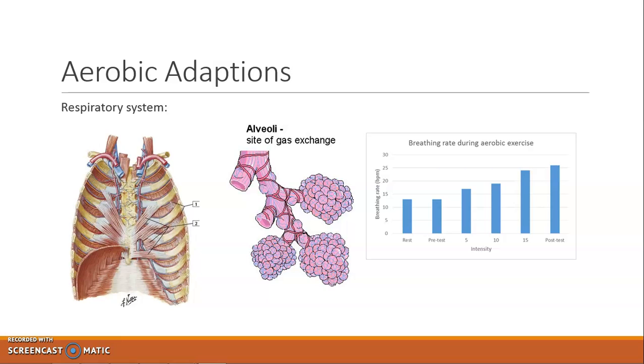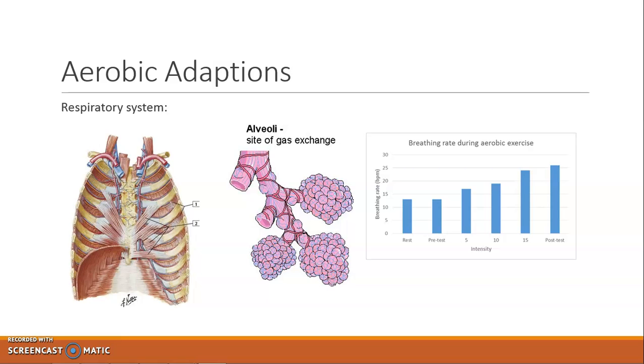At the end of the test, their breathing rate was 26 breaths per minute, and after the training program, we could estimate that this would decrease to about 22 breaths per minute, as the adaptations of the muscles and the respiratory system have increased the tidal volume, which therefore decreases the breathing rate. So the alveoli in the lungs also increase in size due to the aerobic training program.